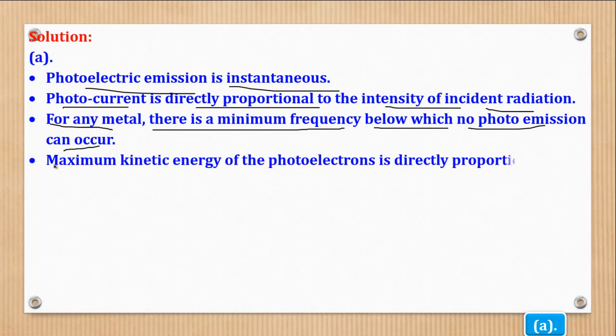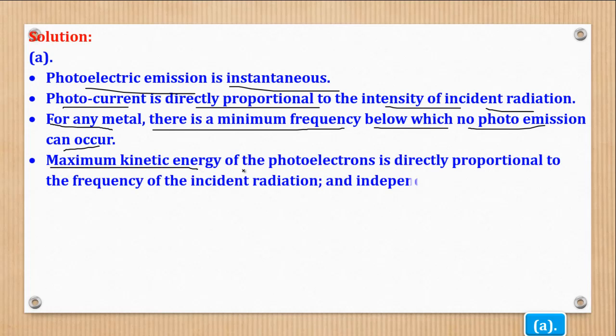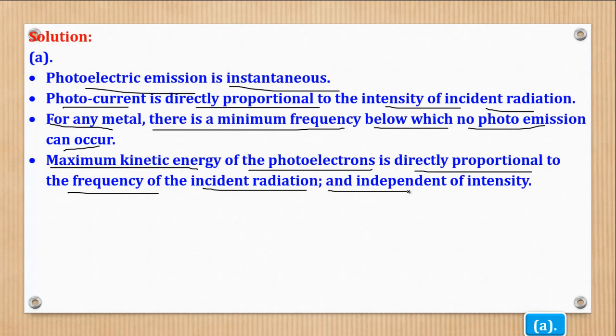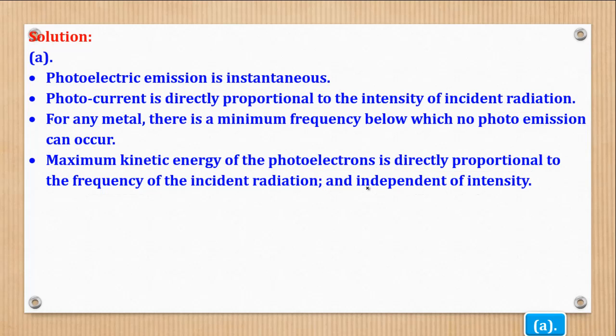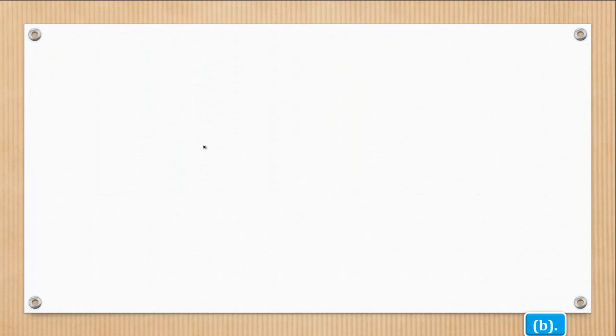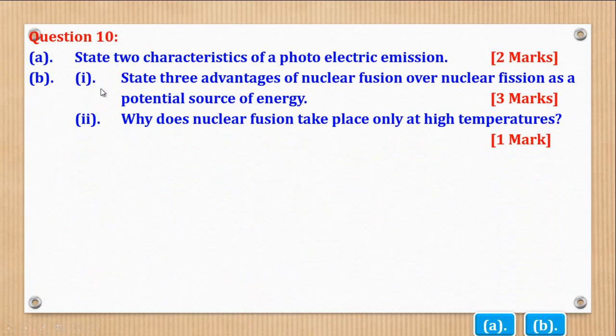And four, maximum kinetic energy of the photoelectrons is directly proportional to the frequency of the incident radiation and independent of intensity. That was part A. Then part B, Roman 1, state 3 advantages of nuclear fusion over nuclear fission as a potential source of energy.